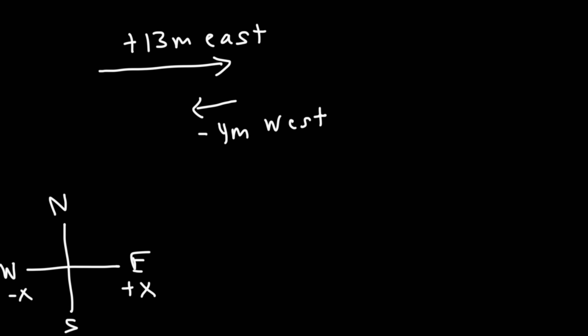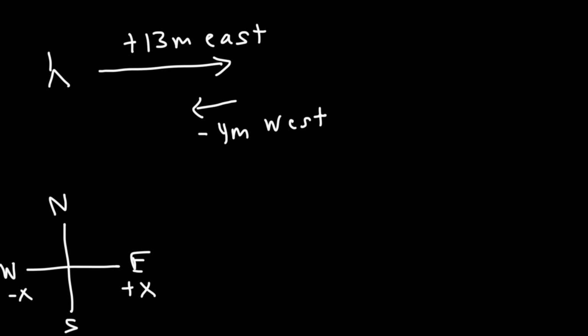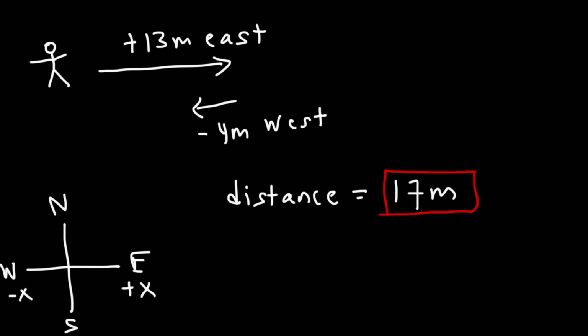So given a situation, calculate the distance and the displacement of this individual that traveled here. Let's put a person. So the total distance that this person traveled is 17 meters. It's basically the sum of these two numbers. He traveled 13 meters east and then 4 meters west. So a total distance of 17 meters. Distance being scalar, it's always positive.